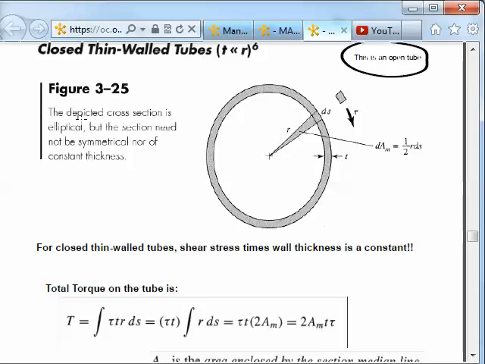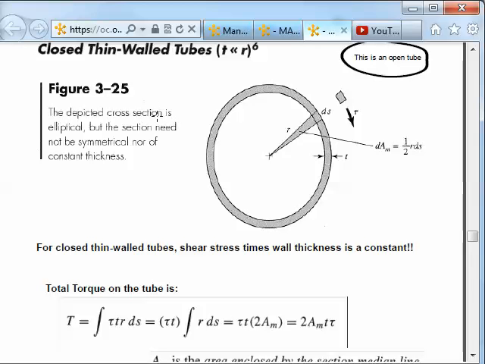Okay, in this video I'm going to review some of the example problems that I skipped over in class on Friday night, just to give you an idea of what those are all about. Didn't give you any homework using the closed thin wall tubes or the open thin wall tubes. We'll still look at it anyway.